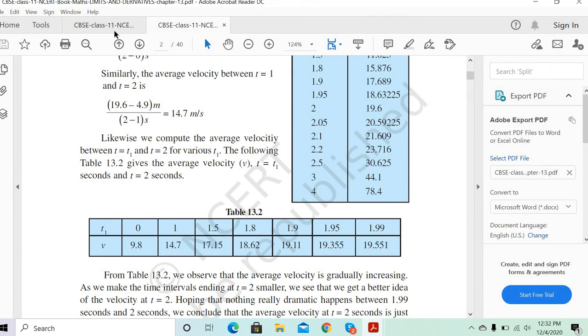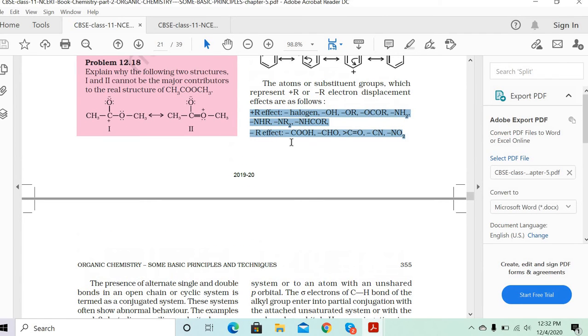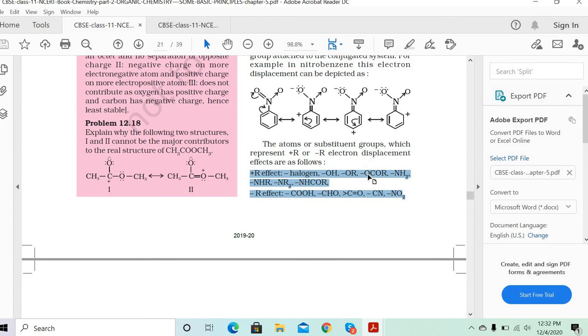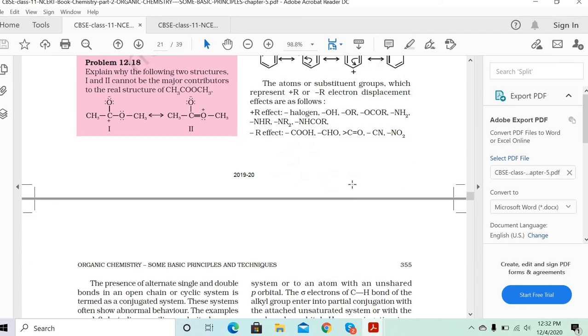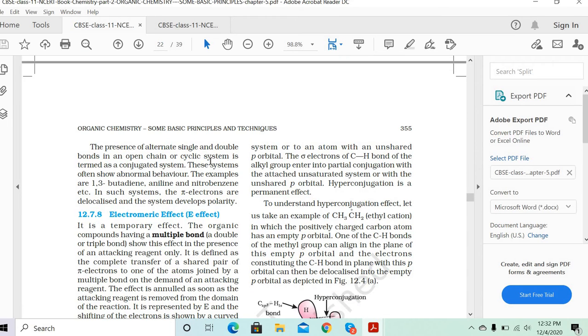You have written down? Yes, sir. Good. So plus R effect is created by the halogens: halogen group, OH group, OR group, OCOR, NH2, NHR, NR2, NHCOR. We'll understand all these one by one in detail. And minus R is COH, NO2, CHO, all carbonyl compounds, and the cyanide and the NO2 group. Clear this part?